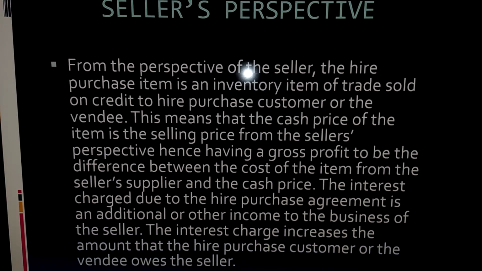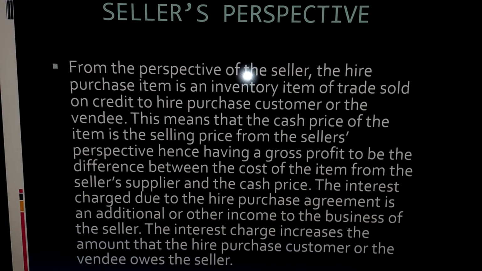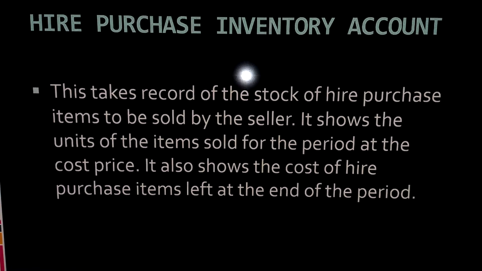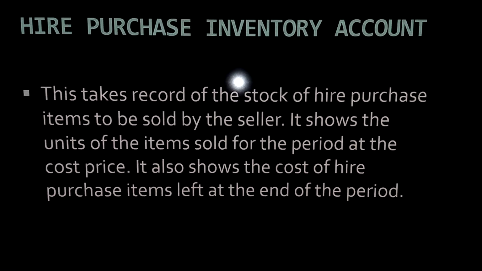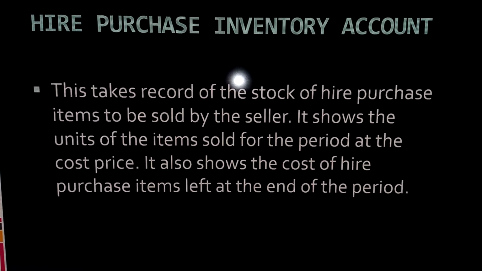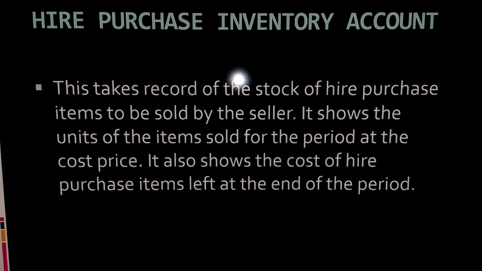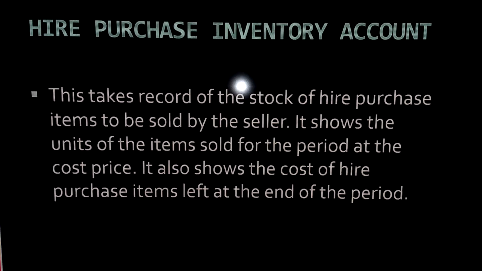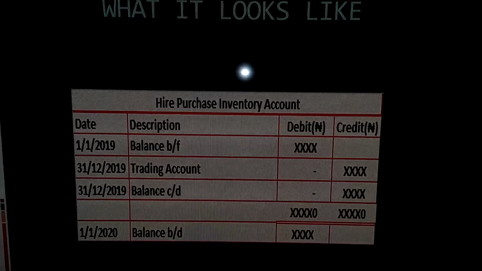Okay, so basically the seller here is more like someone who is going to be trading to get gross profit on the inventory item. Hire purchase inventory account. That is an account that takes the stock of the hire purchase items, at the cost of the goods, which is the cost that the seller bought it for from his own supply. Remember, we are now dealing with the seller's perspective. Okay, so this is what it looks like. You can see hire purchase inventory. Your inventory is an asset.